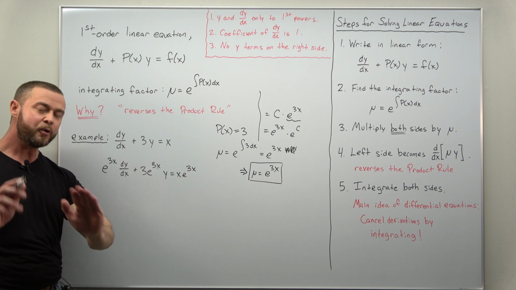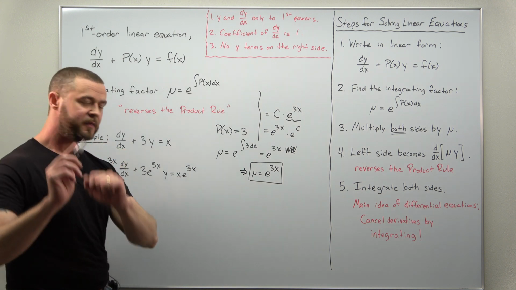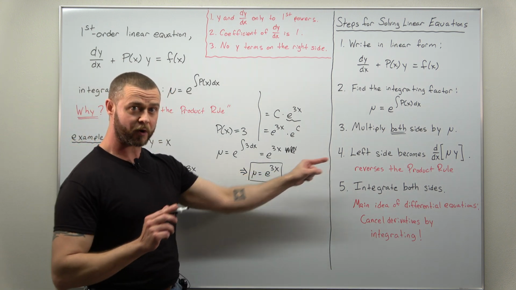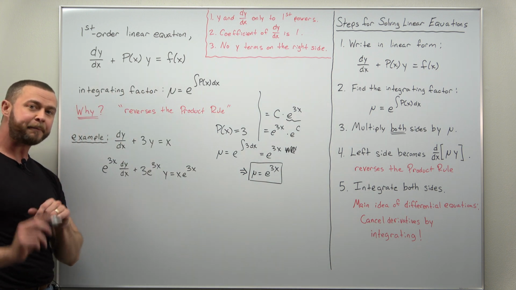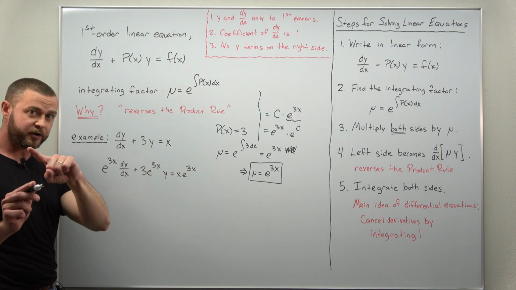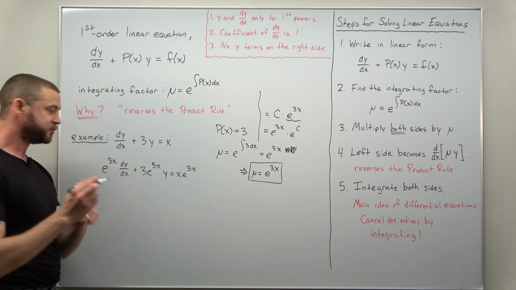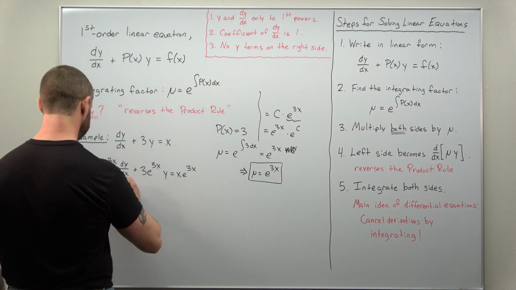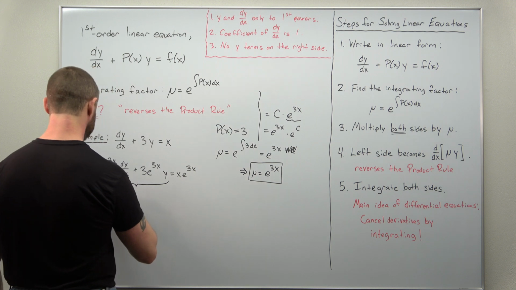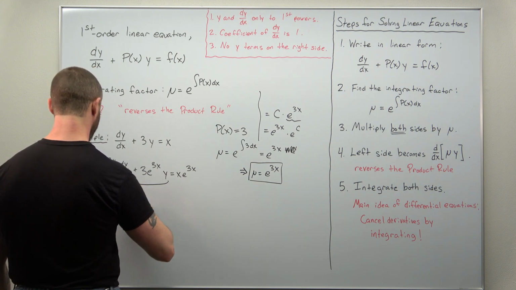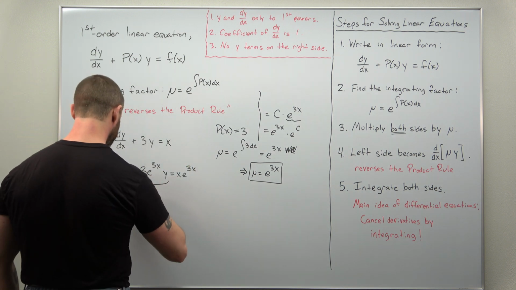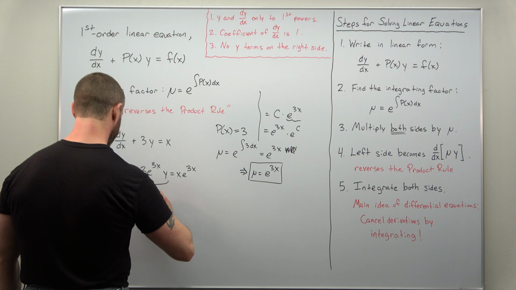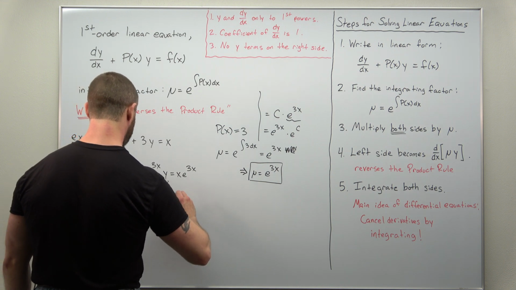All right, and the following always happens. This is the important step, step 4. The left side always collapses to the derivative of your integrating factor, mu, times y. So that should become the derivative with respect to x of mu, e to the 3x, times y.